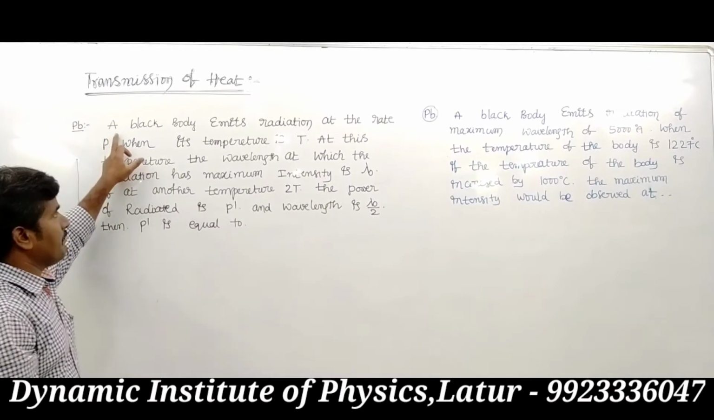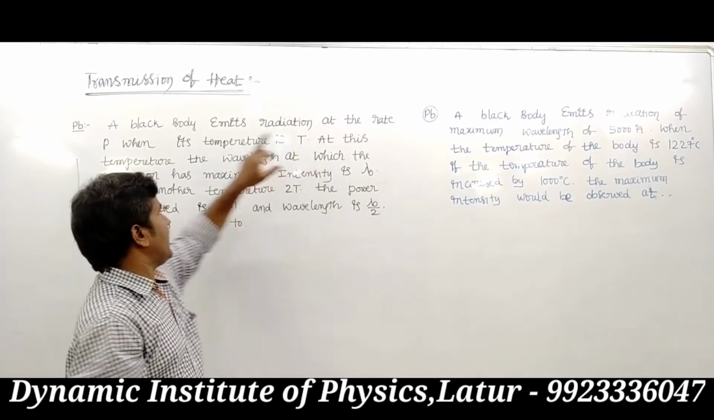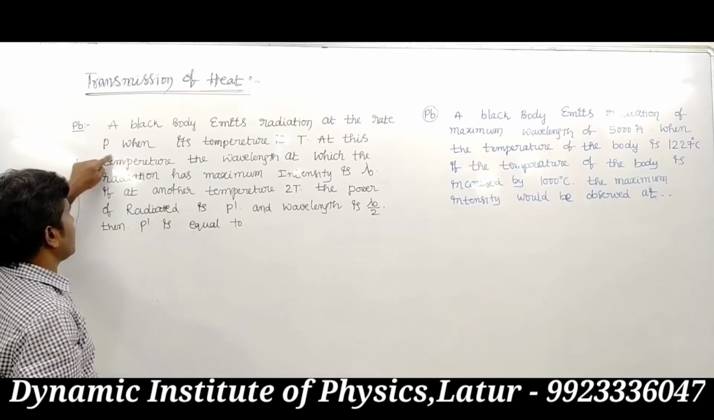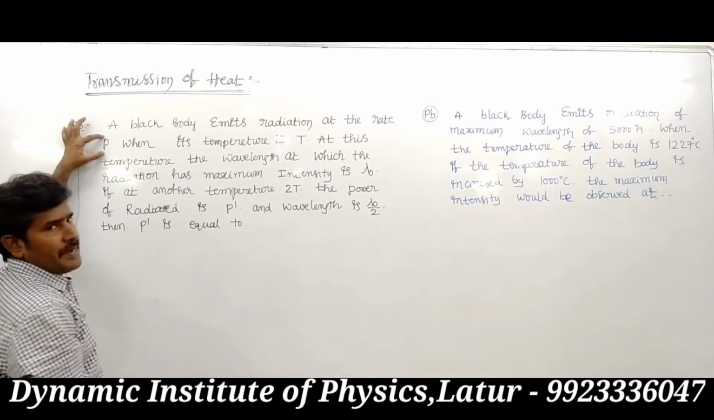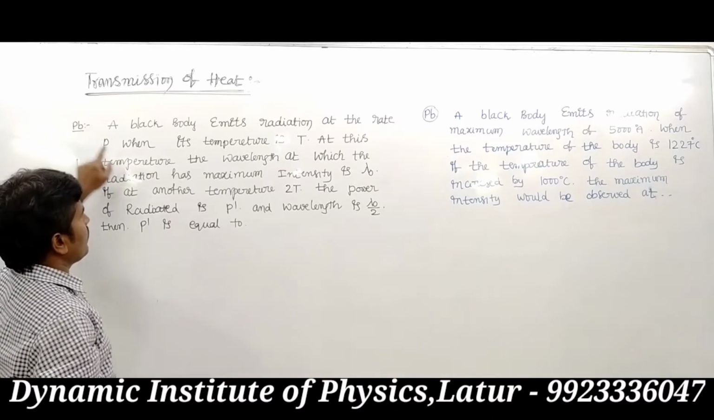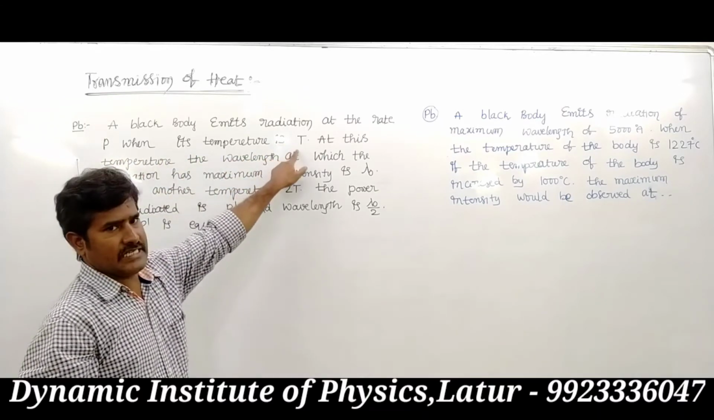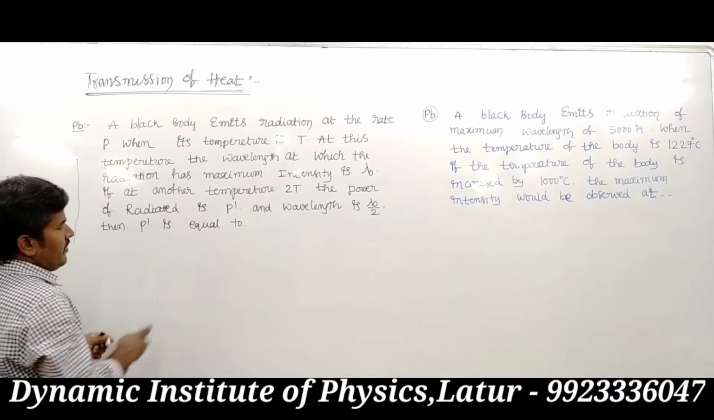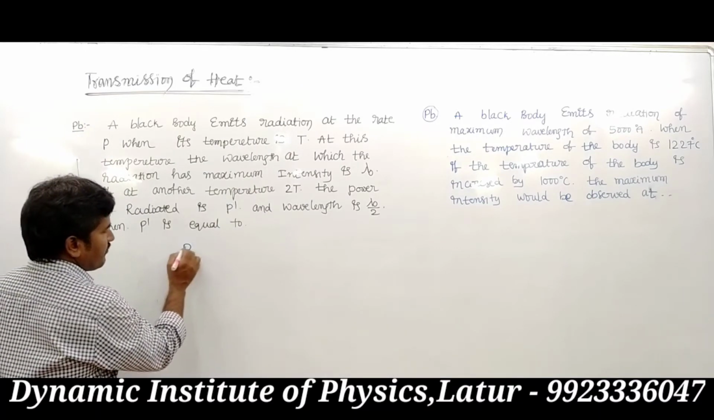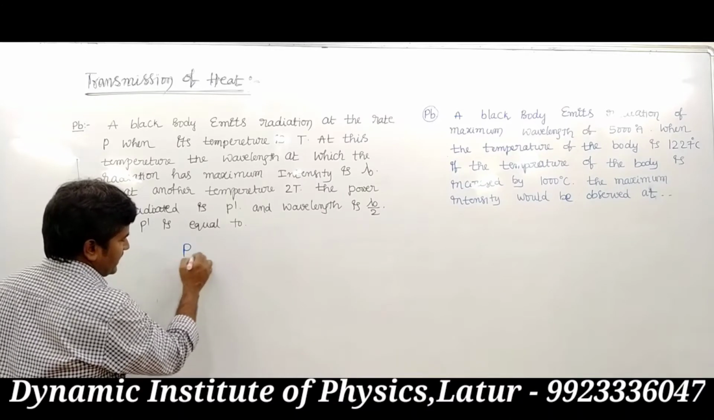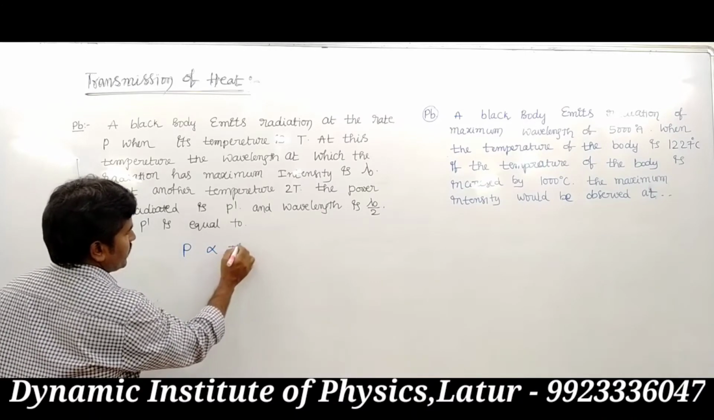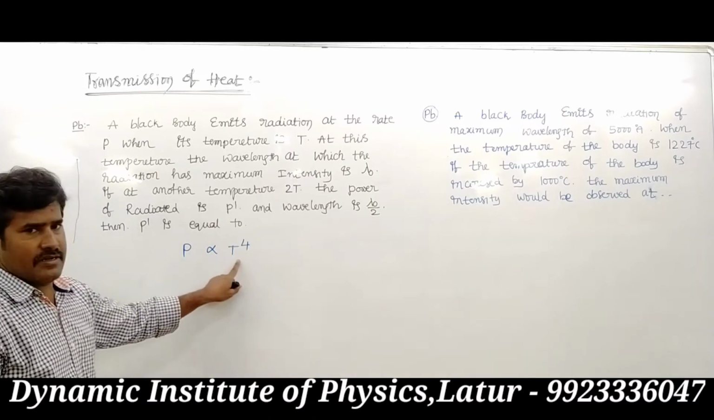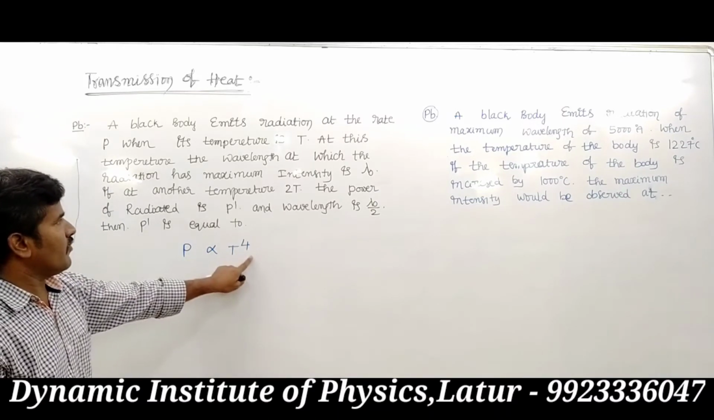Given the problem, a black body emits radiation at a rate of P. This is nothing but energy emitted per unit time, when its temperature is T. So Q upon T is P. P is written as Q by T, and it is directly proportional to the fourth power of temperature, the Stefan-Boltzmann equation. P is proportional to T power 4.